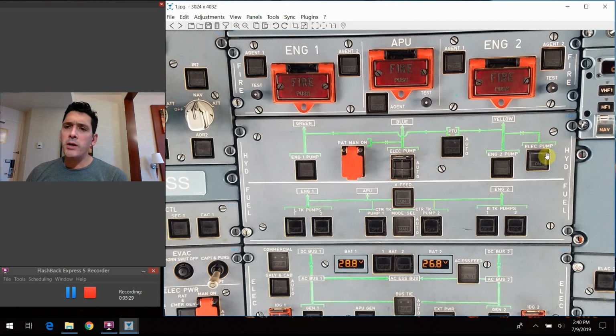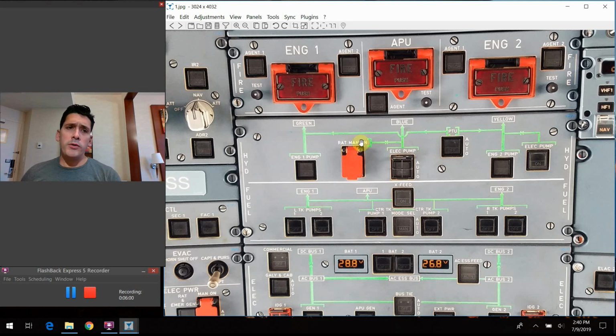We already kind of hit on it, but the yellow electric pump is just an on and off switch that we can turn on when we need to. The RAT manual on switch is a guarded switch, and once again, you'll remember from other discussions, anytime we're touching a guarded switch in the cockpit, we need to have concurrence and verification from our flying partner there. So if for some reason you needed to deploy the RAT for a loss of blue system hydraulic pressure, you could do it manually here.